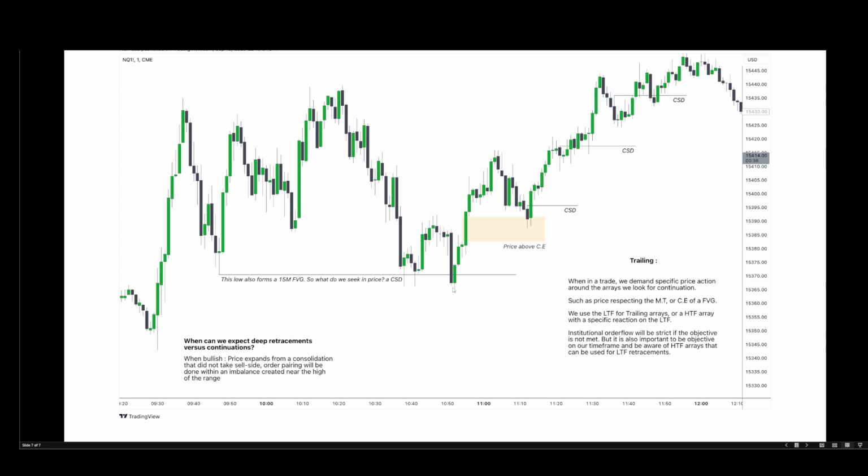In the case of this example, as you can see, price did take sell side and then it took buy side and it retraced back into a discount. So when bearish, if price expands from a consolidation that did not take buy side, order pairing will be done at the lows or within an imbalance created near the lows. And that's pretty much it.